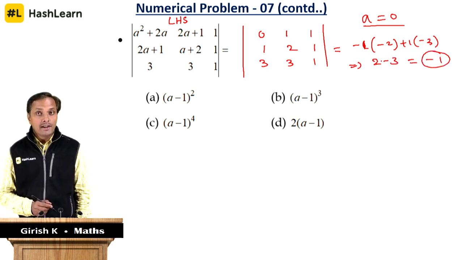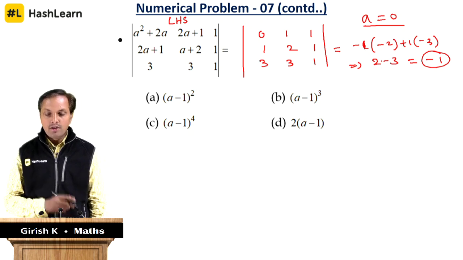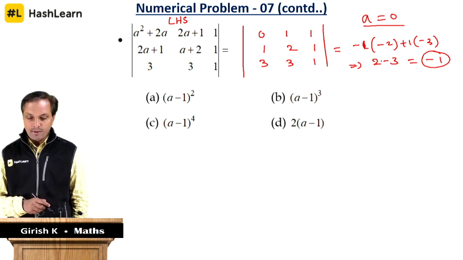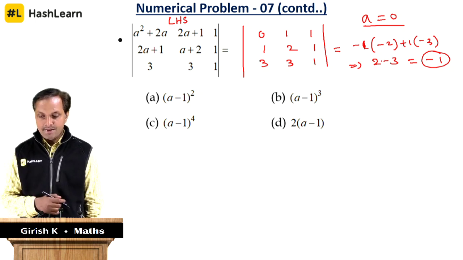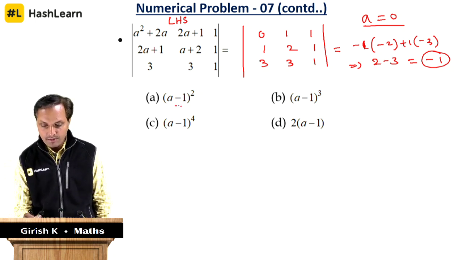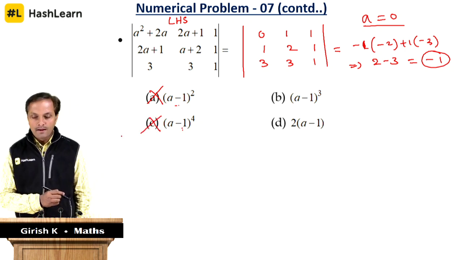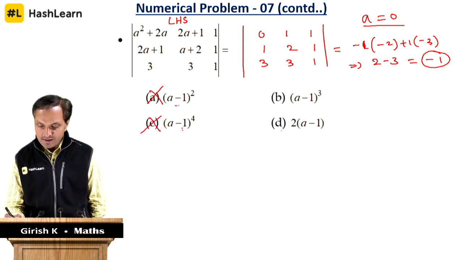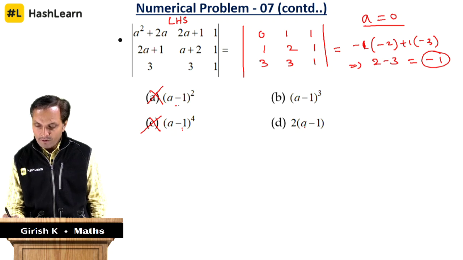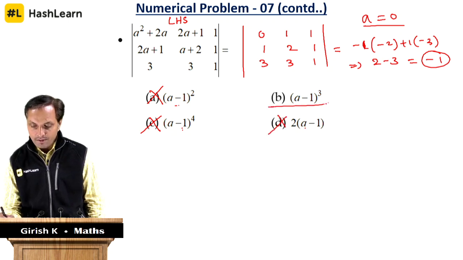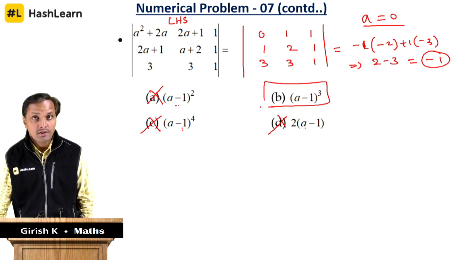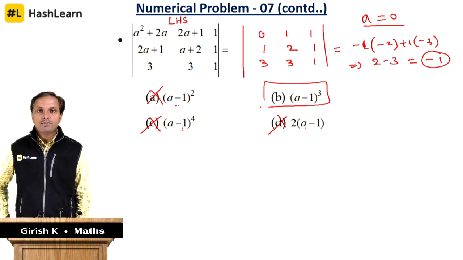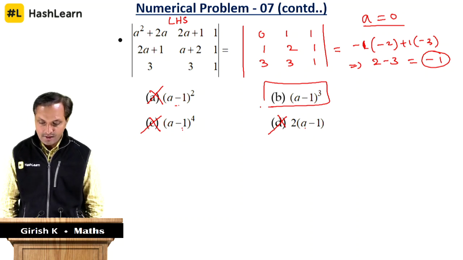After taking the value of a as 0 and solving the determinant, we are getting minus 1. So which option is giving you minus 1? That itself is the answer. This is going to give you plus 1, wrong. This is also giving you plus 1, wrong. And what about these two options? When you take a as 0, it won't give you that. So option B is the choice. When you take a value as 0, that is going to give you minus 1. That is the right choice. You need to mark it.